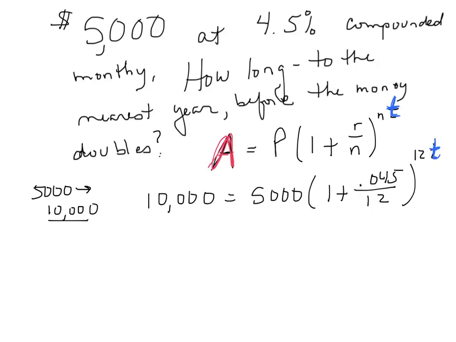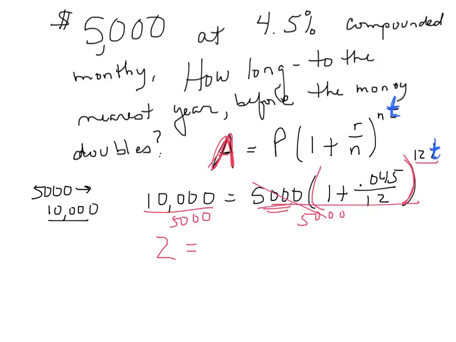So when I look at this now, my base is this whole thing. And here's my exponent. This leading coefficient of 5,000 has to go. I'm going to divide both sides by that initial amount. And when I divide the 10,000 by 5,000, I get 2. And that makes sense because I'm doubling it. So when I divide this whole thing by 5,000, this is gone. What I end up with is 2 equals.